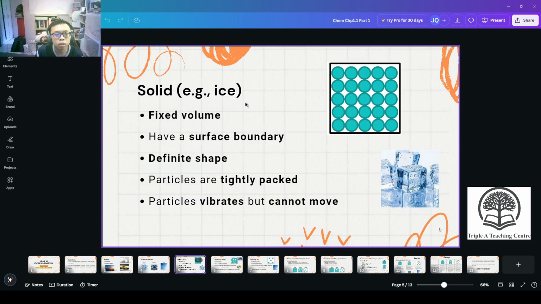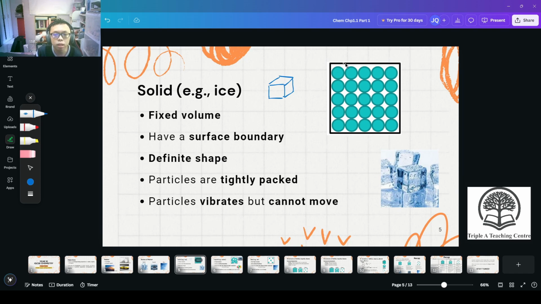For solid, for example ice, it has a fixed volume and a surface boundary. You can see it has a fixed volume and also a surface boundary. Surface boundary means you can draw it very clearly, like this. You can see the surface lines. It also has a definite shape, right? Cube.